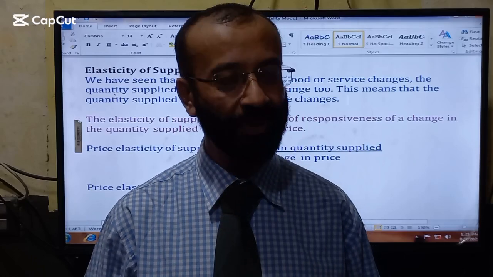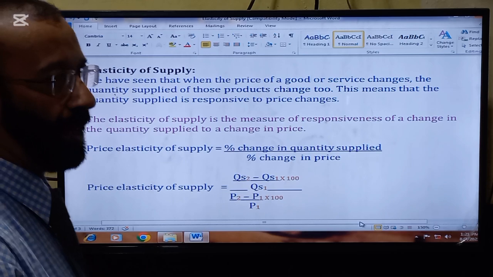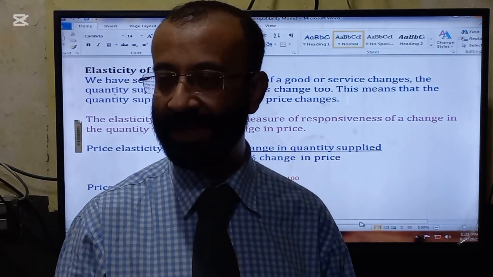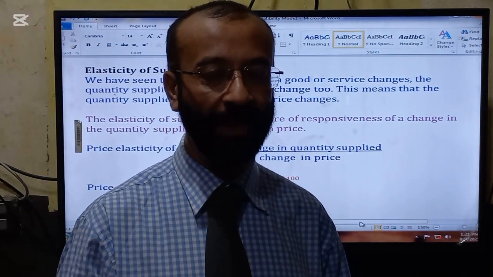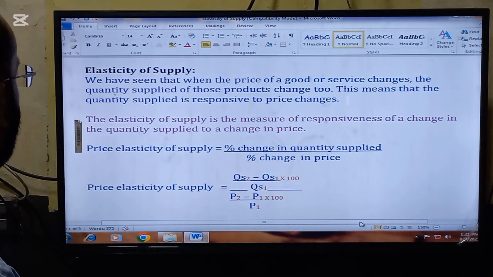Good morning, students. Today we are going to read the topic of elasticity of supply, in the subject of economics O levels, so concentrate yourself. Here we are going to start.